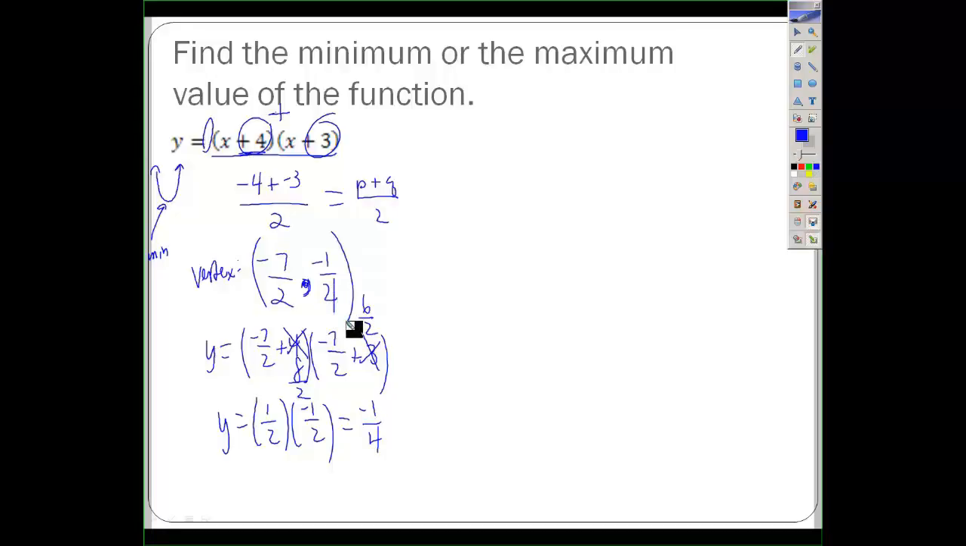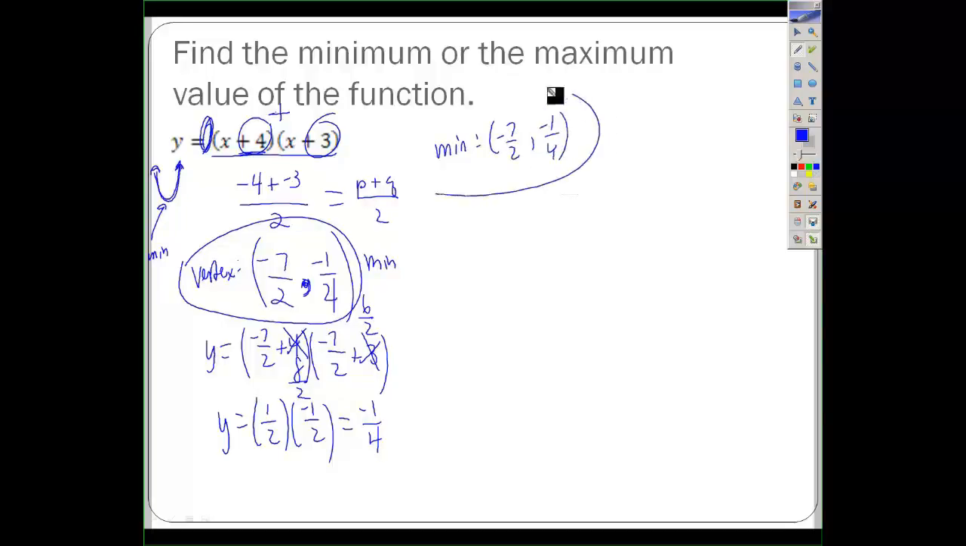So there's my vertex. My vertex, what we know from prior knowledge, is always the maximum or the minimum. And we determined right away that the a value was positive, meaning it was going to open up. So therefore, this must be a minimum. What I want you to write is min at the point -7/2, -1/4. That's what I want for your solution right there.